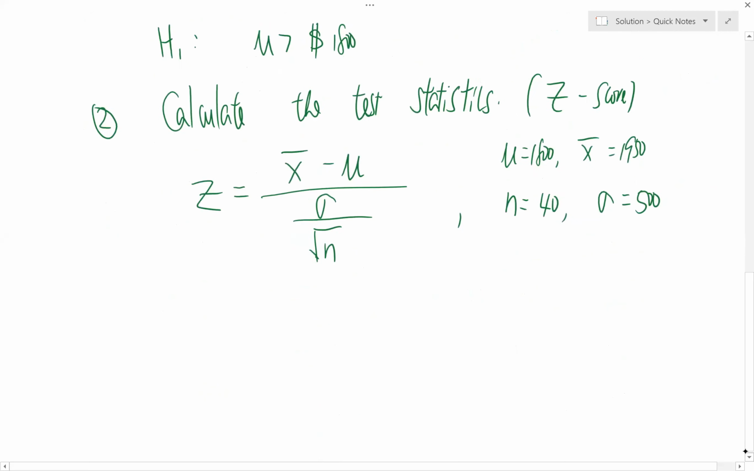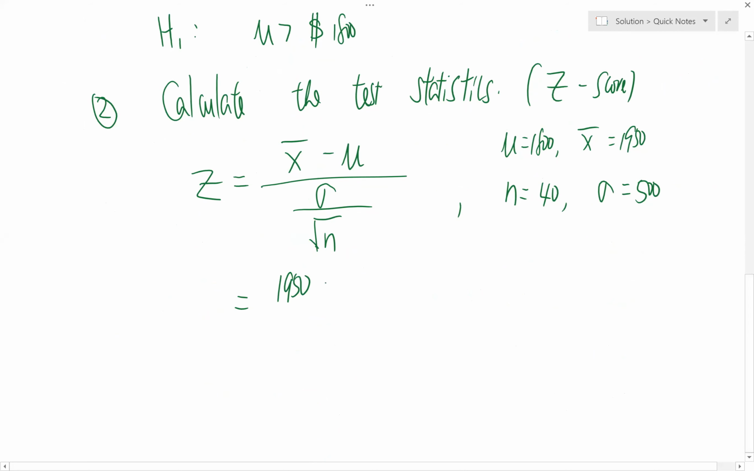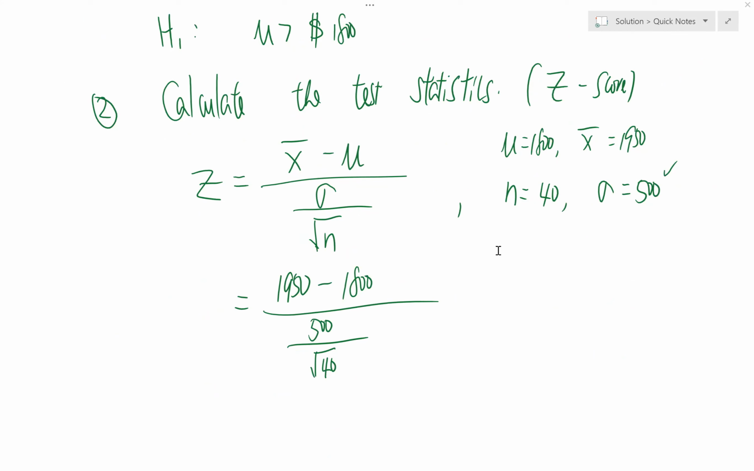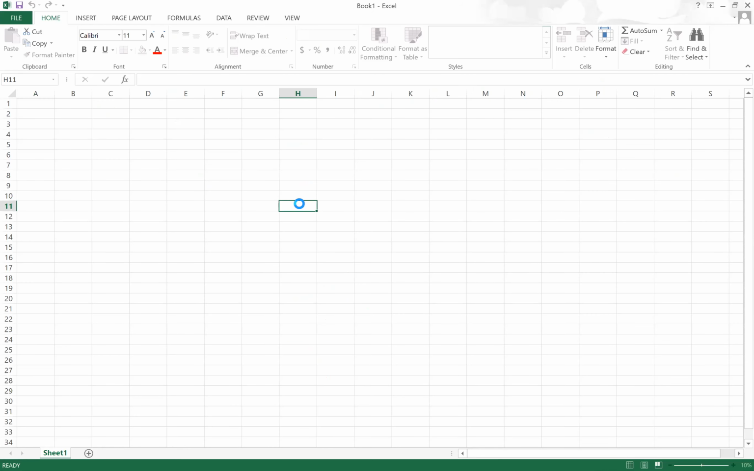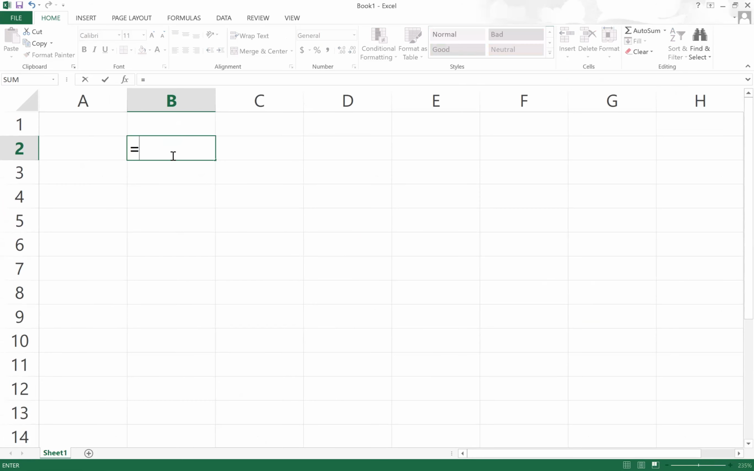Now throw them into the formula: 1950 sample mean minus population mean 1800, divided by population standard deviation 500 divided by square root of sample size. Let me show you how to do this in Excel really quickly. Make sure you put in the proper parentheses. It's very important. A lot of students make mistakes when I teach the course in calculating the z-score, and I want to make sure you do not make that mistake. First, put the numerator in parentheses: 1950 minus 1800. I also put the denominator in parentheses: standard deviation 500 divided by square root of 40. This is the proper input.